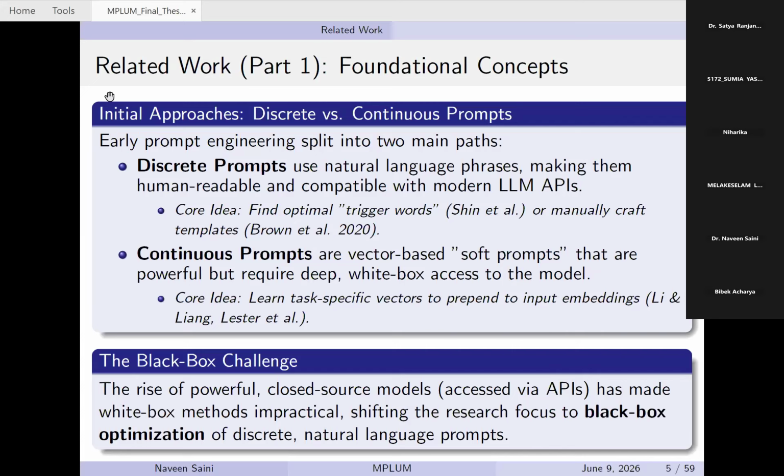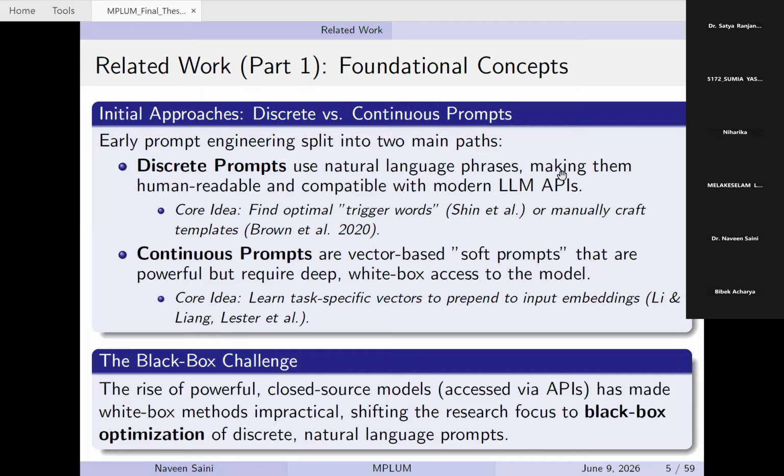Now let me discuss some foundational concepts, you can say. So there are two different types of prompts. One is the discrete and another is the continuous. In the discrete prompt, for example, whatever you are using, you are giving some natural language to the LLM and generating some output. That is actually the discrete prompt.